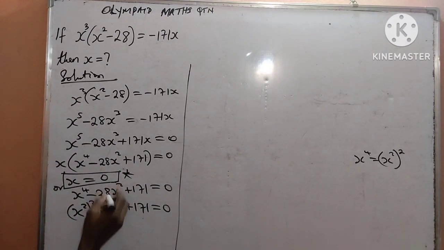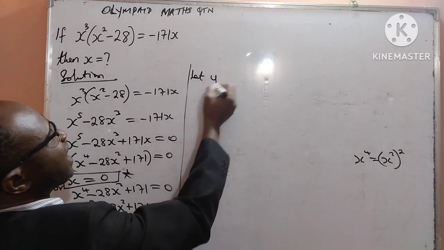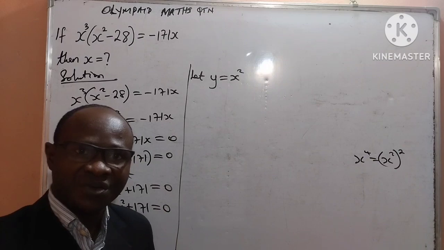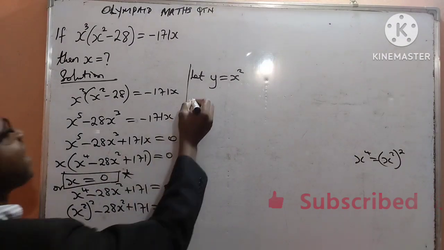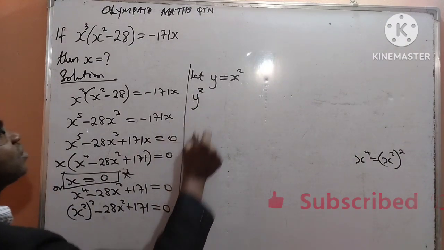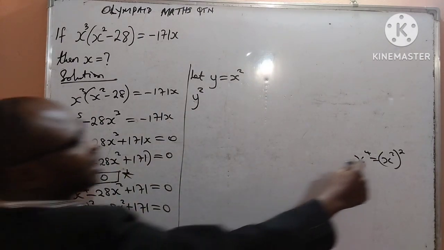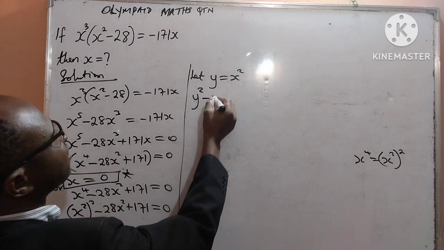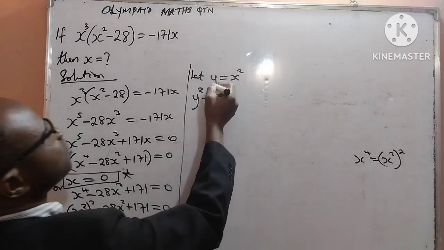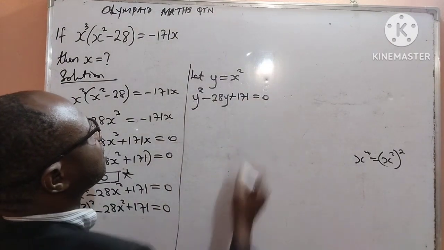So that since I have x raised to the power 2 here and x raised to the power 2 here, I can let y be equal to x raised to the power 2. Implying that anywhere I see x raised to the power 2, I will write it as letter y. Therefore, from this bracket I have x raised to the power 2, which is now y, and then the power 2 outside the bracket is y raised to the power 2. Next, I have minus 28x raised to the power 2, which we have said is equal to y, so minus 28y. Then plus 171, equal to 0.